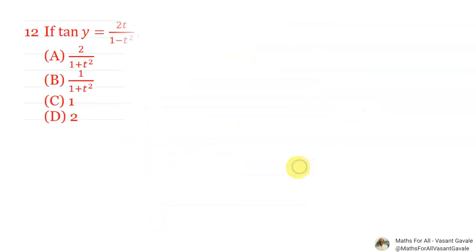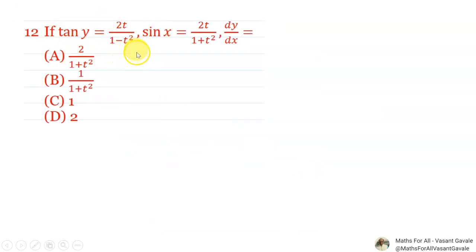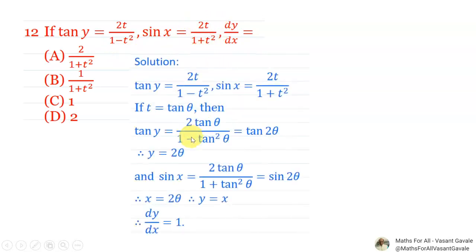Next example. If tan of y is equal to 2t upon 1 minus t square, sin of x is equal to 2t upon 1 plus t square, then dy by dx is equal to? Okay, put t is equal to tan theta. Then what you will get here? Tan of y is equal to 2 times tan theta upon 1 minus tan square theta.